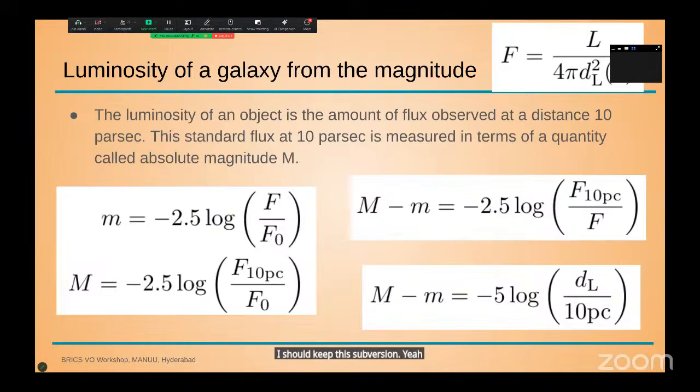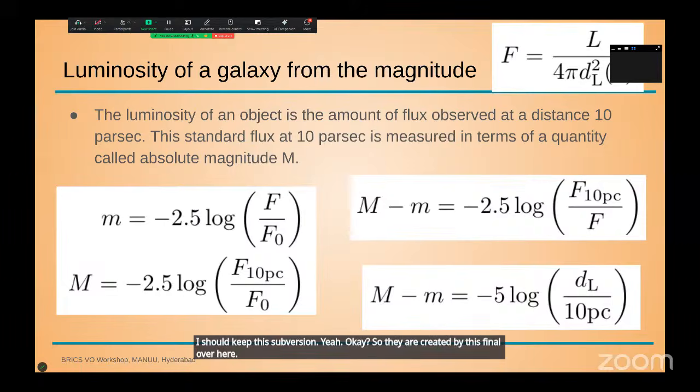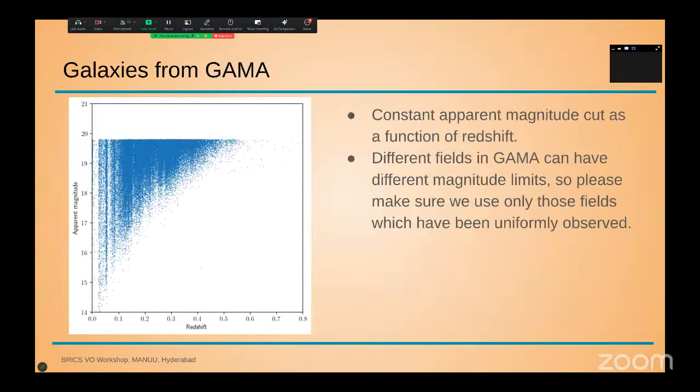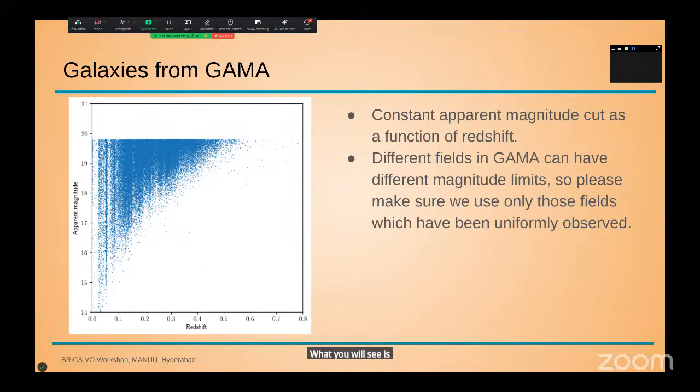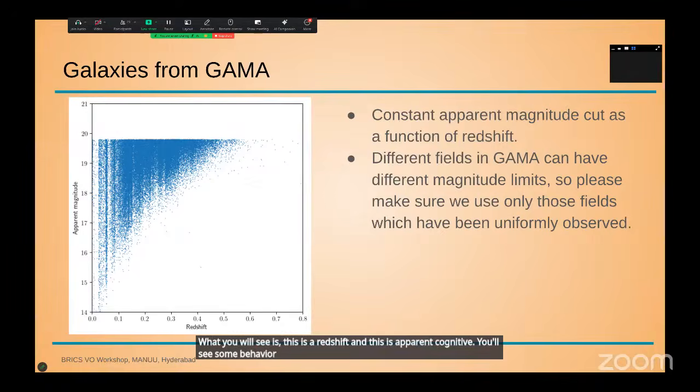Okay, so they are related by this 5 log dL. Now, if you look at galaxies from GAMA, we will download this and I will help you with this plot. What it will look like is this. I'm plotting the apparent magnitude versus the redshift of galaxies. This is redshift and this is apparent magnitude. You will see some behavior like this.